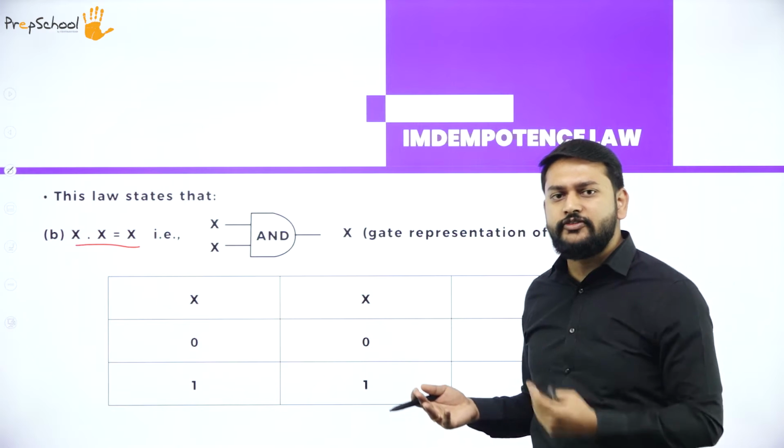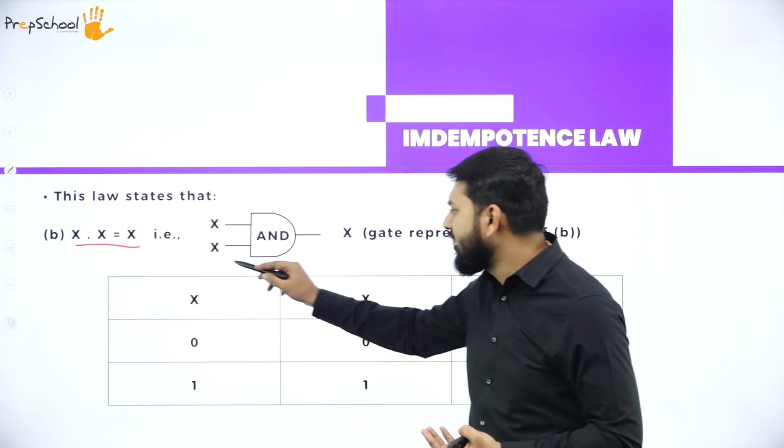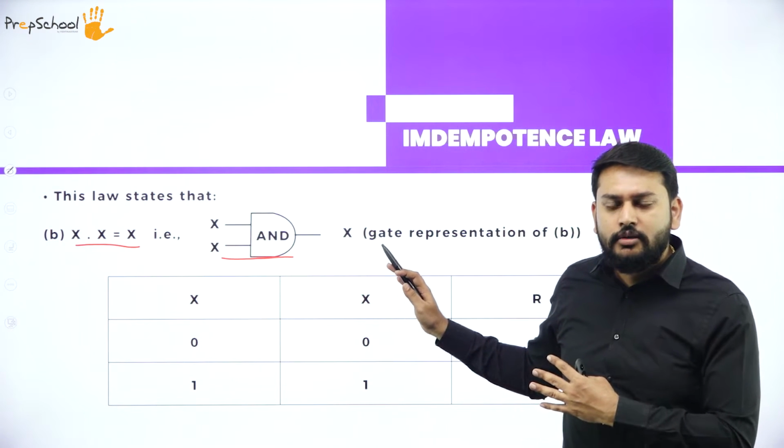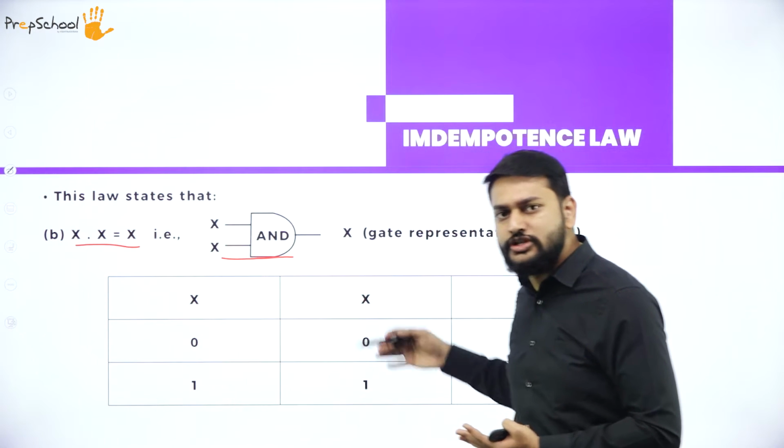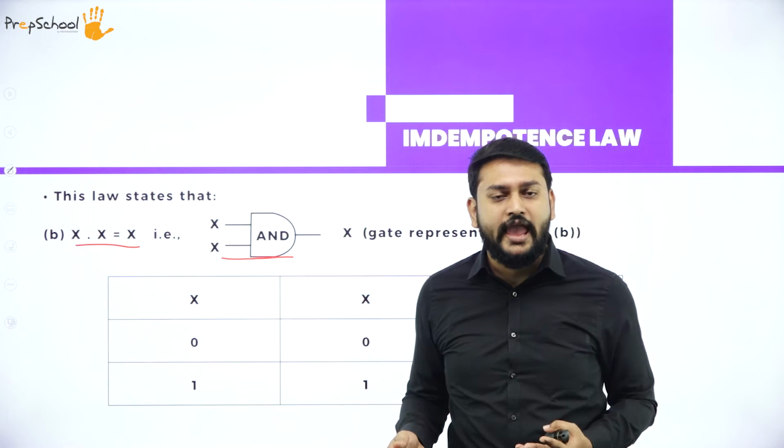Basically, I have to write the graphical symbol. So fine, I have no issues with that. So I'll be writing that. But how do I prove that? Obviously, I have to take the truth table and substitute the values for the x.